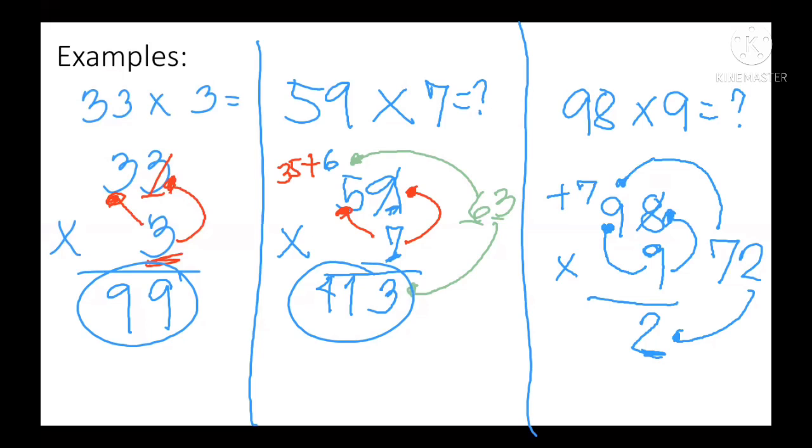81 plus 7 is 88. Very good. So we have the product, which is 882 and 82. That will be our answer, right? Easy. Good job. Now, let's proceed to examples in multiplying 3-digit numbers by 1-digit number.